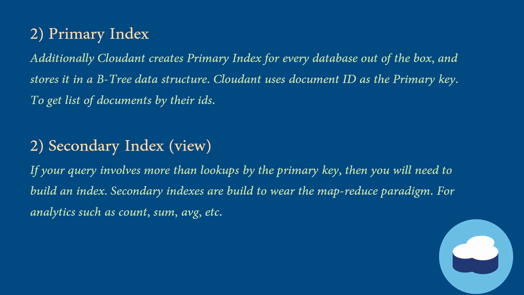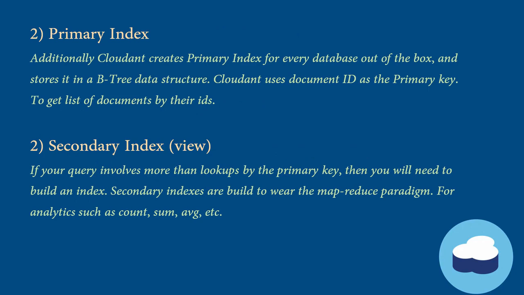Then we have views. If you have been using databases earlier, the relational databases, you might have gone through a thing that is called a view. You have to create a view for certain reasons, as a temporary table, or to perform various kinds of mathematical operations like average or other operations. Similarly, we have a secondary index for the case where you have a query involving more than lookups by the primary key. You don't just need a primary key for fetching certain information. You will need to build an index.